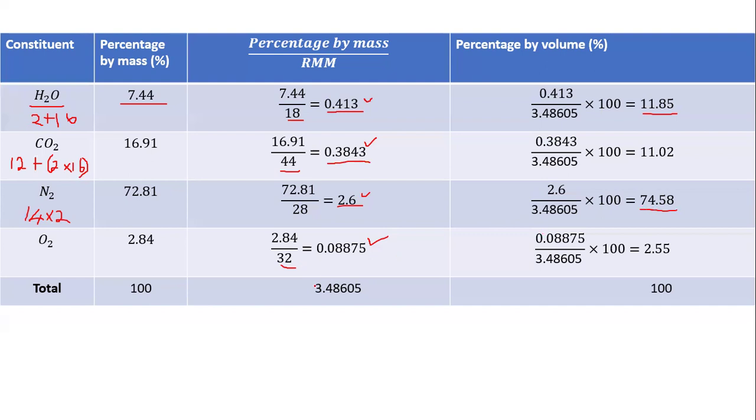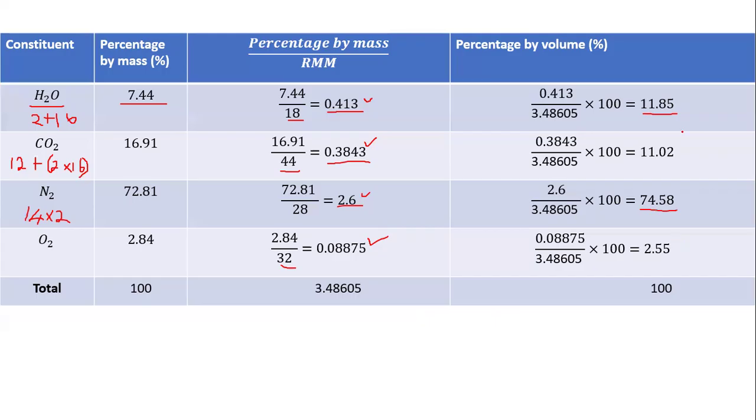Finally, there is oxygen, 0.08875. I divide by this total. So 0.08875 divided by 3.48605 times 100. My answer is 2.55%.